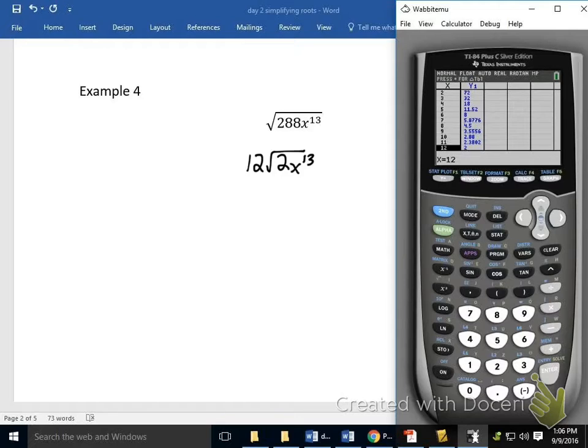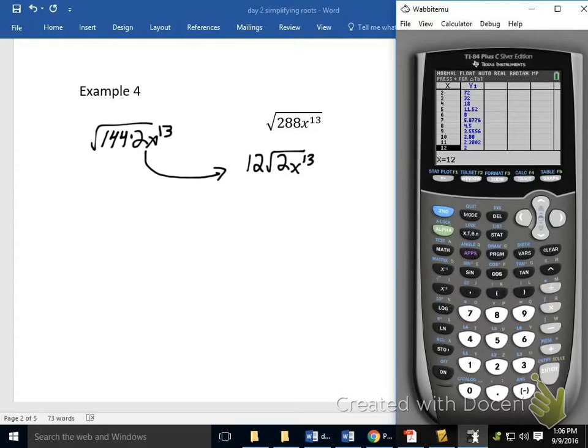Now, could you have done that by hand? Sure. You could have found that 144 is the perfect square that goes into 288. It goes into it twice. And that's where this is coming from. Okay? That 144 comes out as a square root of 12.